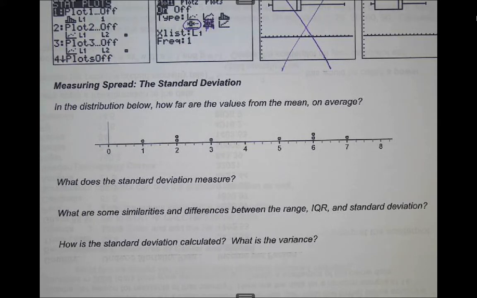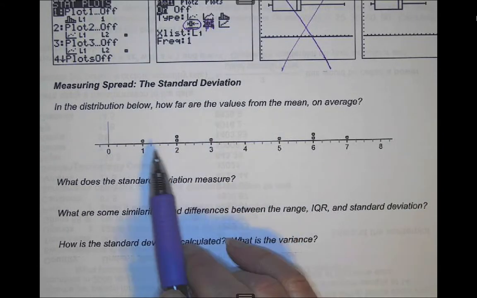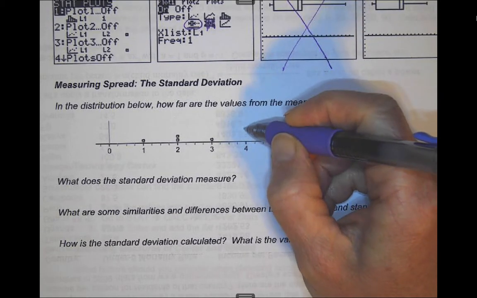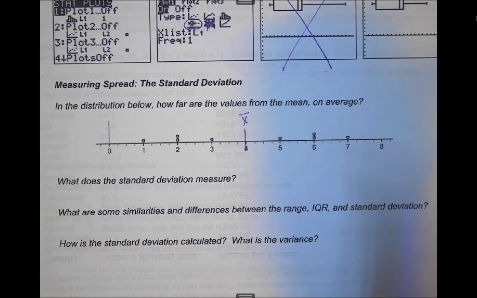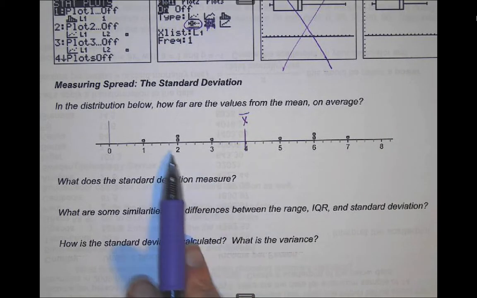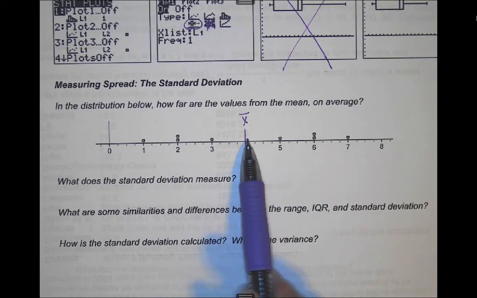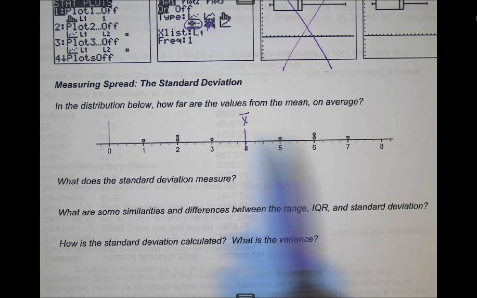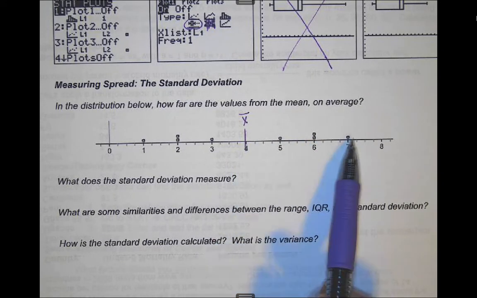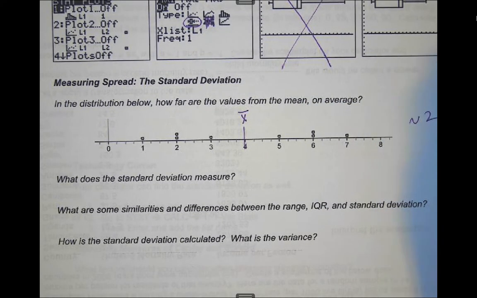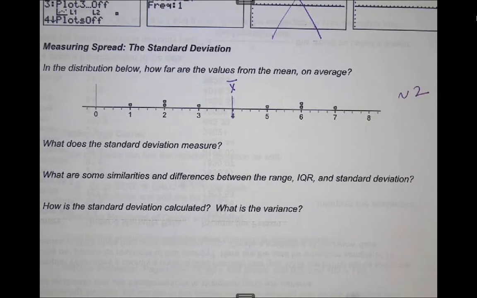So measuring spread, the standard deviation. It says in the distribution below, how far are the values from the mean on average? So in this particular one, there's 8 values here. And most kids figure that the mean is 4, which it is. If you want to calculate it, go for it. So the mean is 4. And then I say, on average, how far away do you think these values are? So like this value is 1 away. These ones are 2 away, but there's 2 of them. This one is 3 away. So, you know, maybe about 2 is what kids usually say in the classroom.